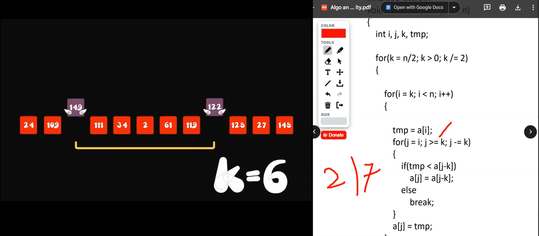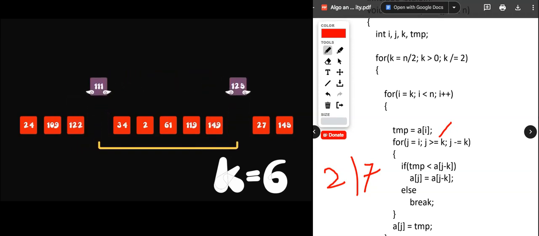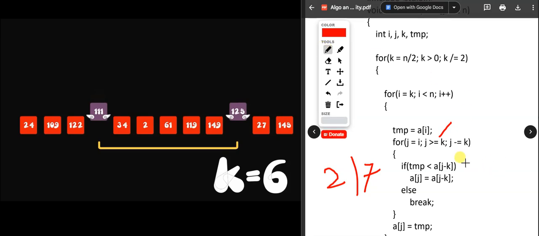Now ignore the algorithm and just observe what is happening step by step. Again 122 and 149. The same thing happened again among them. But observe, there is no swapping happening here. Why? Because this condition is not satisfied right now.